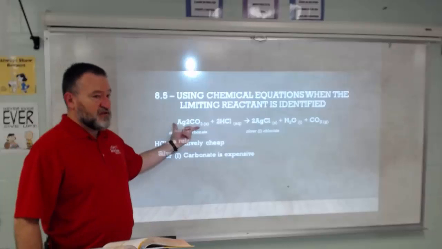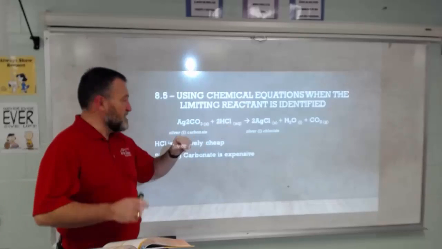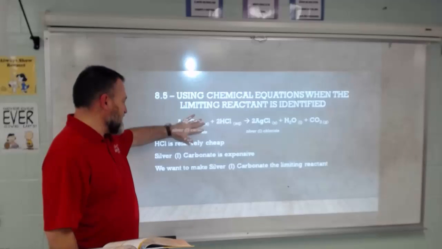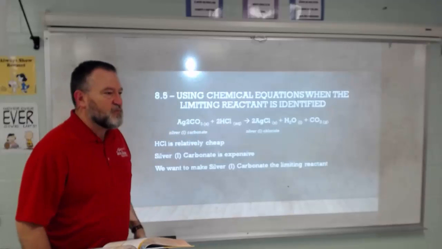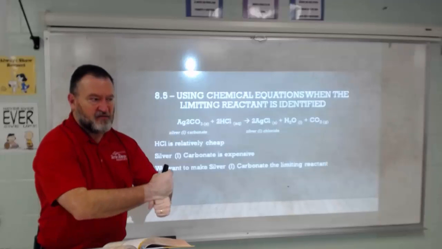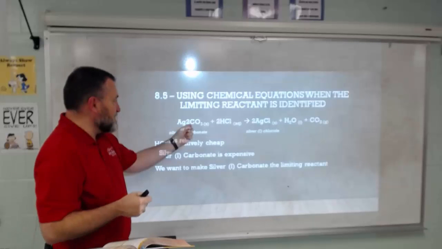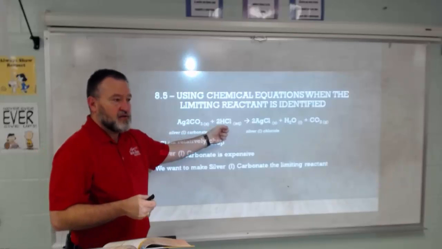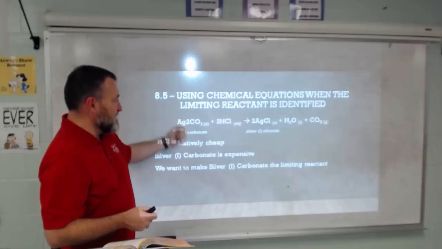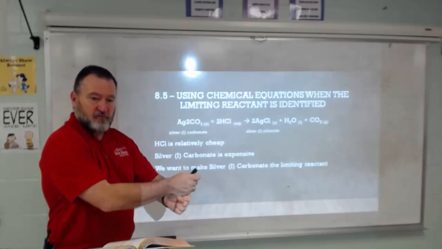The silver is coming to me. It's very expensive. But if I have hydrochloric acid, so here's the deal. We want to make silver 1 carbonate our limiting reactant. Why? We want to wring every single silver molecule we can out of the vat. And before we can wring it out of the vat, we've got to get it to react with hydrochloric acid. Now, if I have 1 molecule of silver 1 carbonate and I've got 2 molecules of hydrochloric acid, it'll be a perfect match, right?